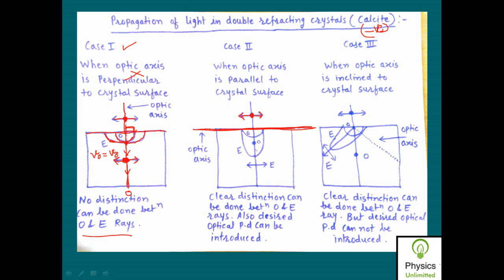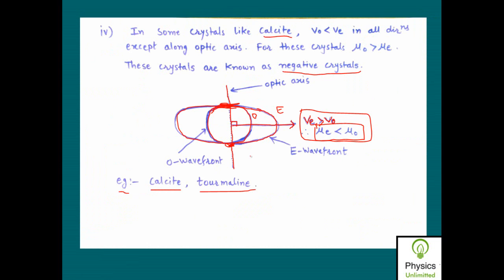So calcite being a double refracting crystal, two wavefronts will originate, one for the ordinary ray which is spherical in shape, another wavefront will be elliptical. Calcite is a negative crystal, so the elliptical wavefront will lie outside the spherical wavefront, but both the wavefronts will touch each other along the direction of the optic axis. So this is the direction of the optic axis, and both these wavefronts will touch each other on the direction of the optic axis. But what will happen in a direction which is perpendicular to the direction of the optic axis? So now here this is the direction which is perpendicular to the direction of the optic axis. What happens in the direction perpendicular to that of the optic axis?